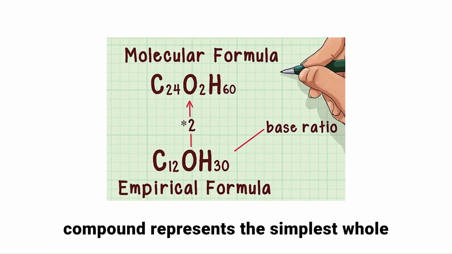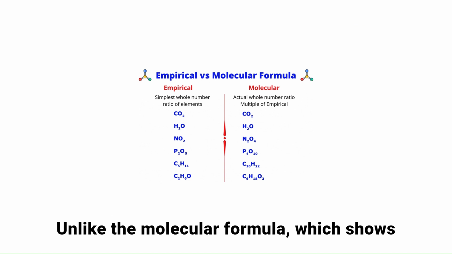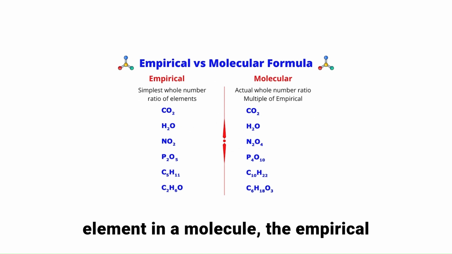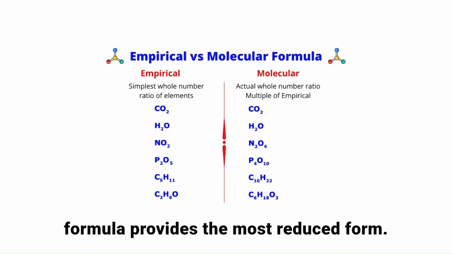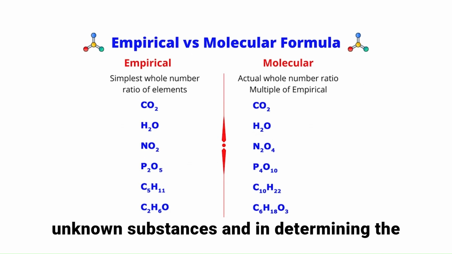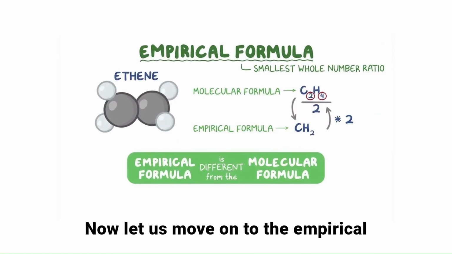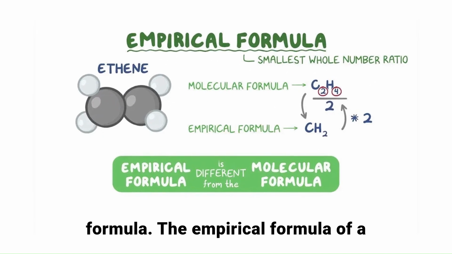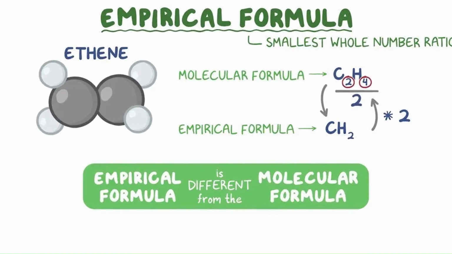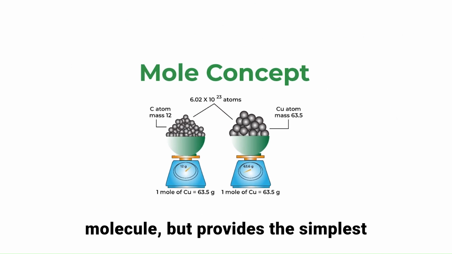The empirical formula of a compound represents the simplest whole number ratio of atoms in that compound. Unlike the molecular formula, which shows the actual number of atoms of each element in a molecule, the empirical formula provides the most reduced form. It is particularly useful when analyzing unknown substances and in determining the composition of compounds. Now, let's move on to the empirical formula. The empirical formula of a compound gives the simplest whole number ratio of atoms present in a molecule. It does not necessarily represent the actual number of atoms in a single molecule but provides the simplest proportion.